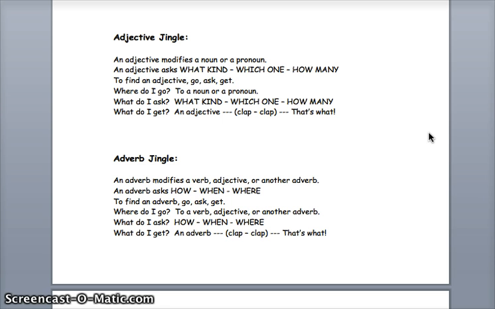And so you need to come to class prepared, knowing the components of these three jingles. Sentence, you need to know that all sentences must have a subject, a verb, and make sense. You need to know that an adjective modifies a noun or a pronoun and answers the questions what kind, which one, how many. And you need to know that an adverb modifies a verb, an adjective, or another adverb, and it answers the questions how, when, where.